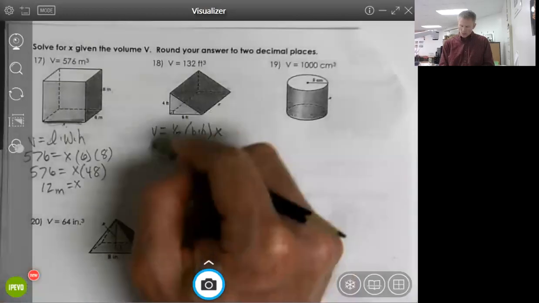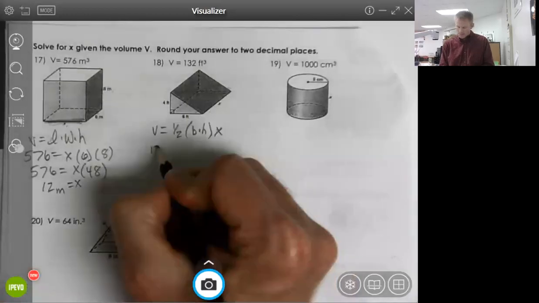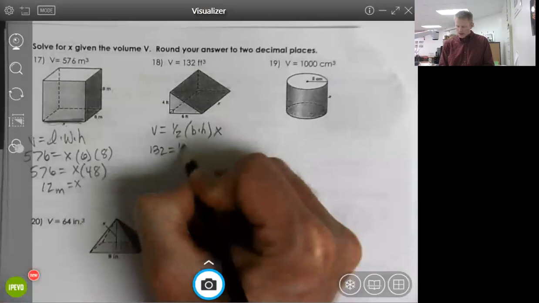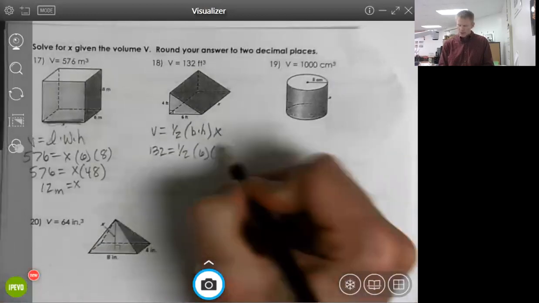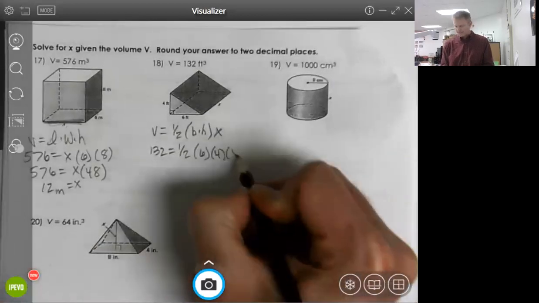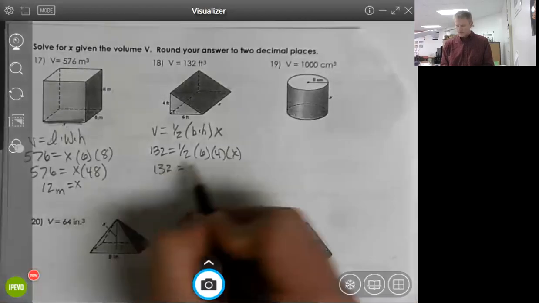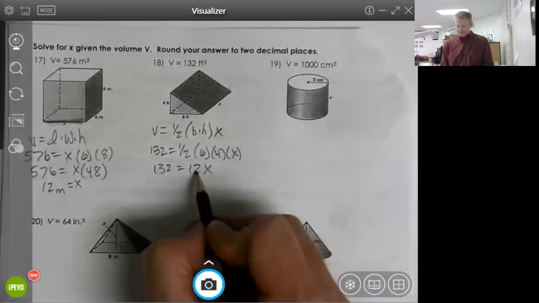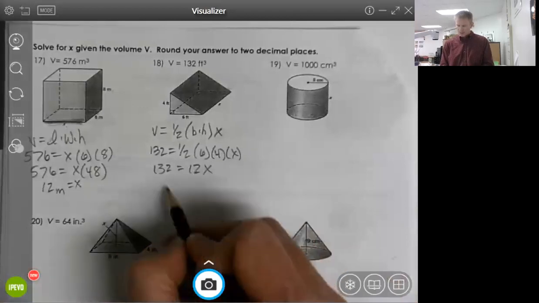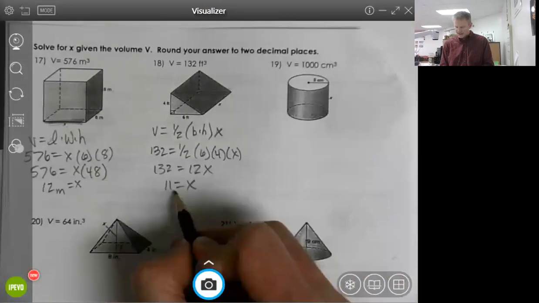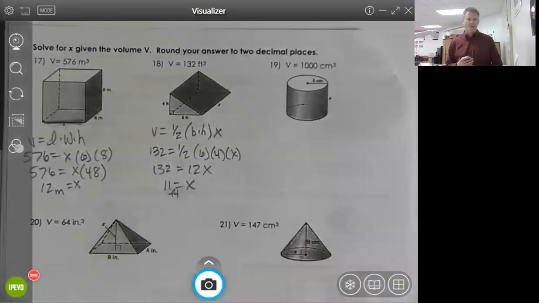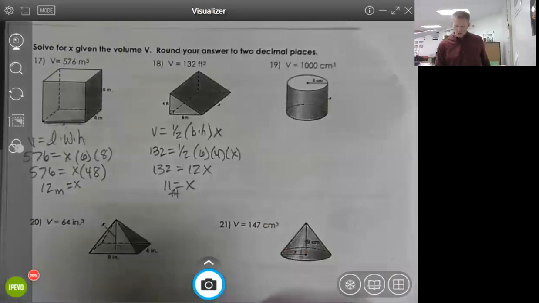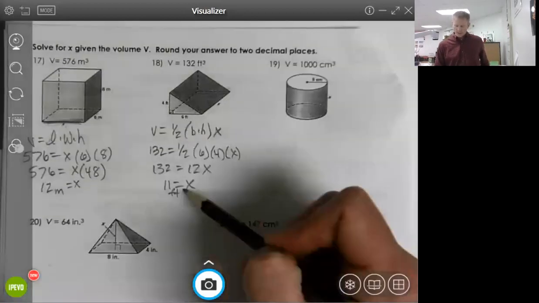So our volume is 132. Our base is 6, our height is 4, and our x, we have 12. Here we get 11 equals x, and that's 11 feet. For us to have a volume of 132, we'd have to have the triangle base, and the distance between the bases is 11.